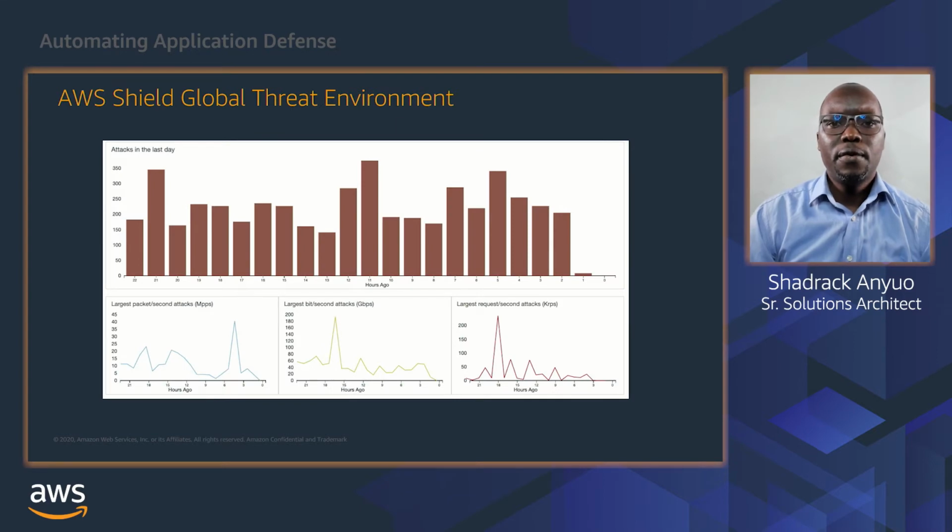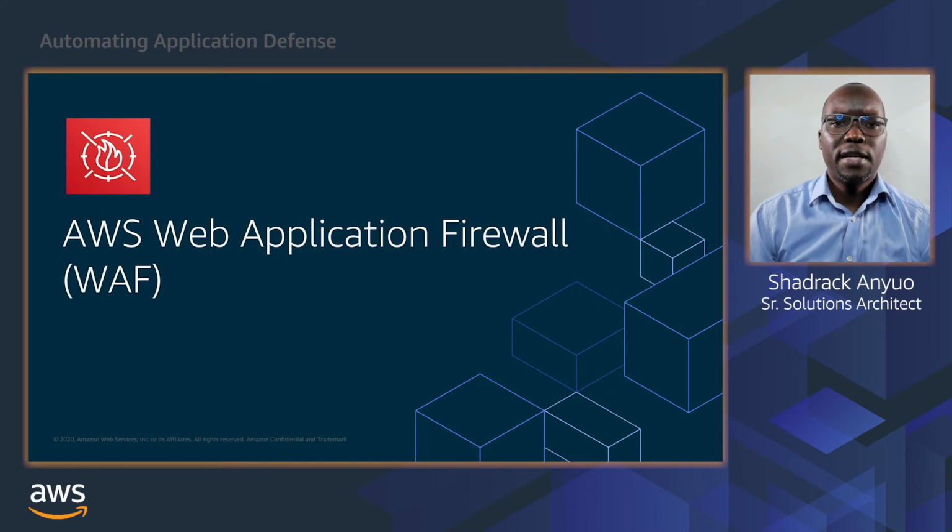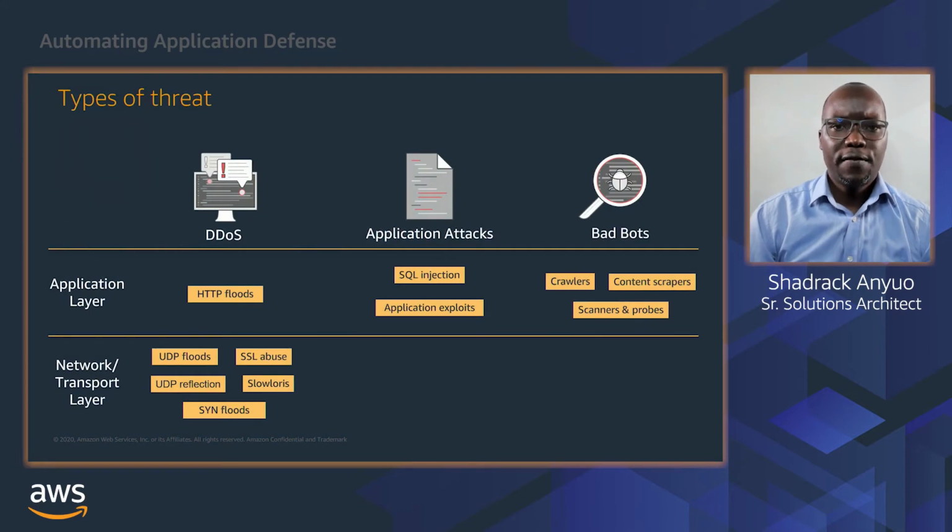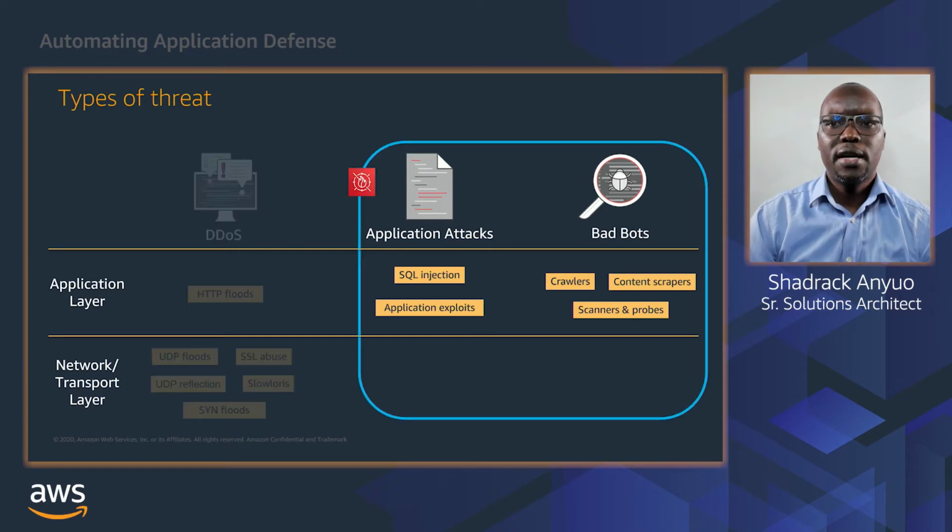This is another view of the same report on an hourly basis. I would like to move to the second service, which is AWS Web Application Firewall. Web Application Firewall works at Layer 7. It enables you to create security rules that block common attack patterns such as SQL injection, cross-site scripting, and even bad bots.